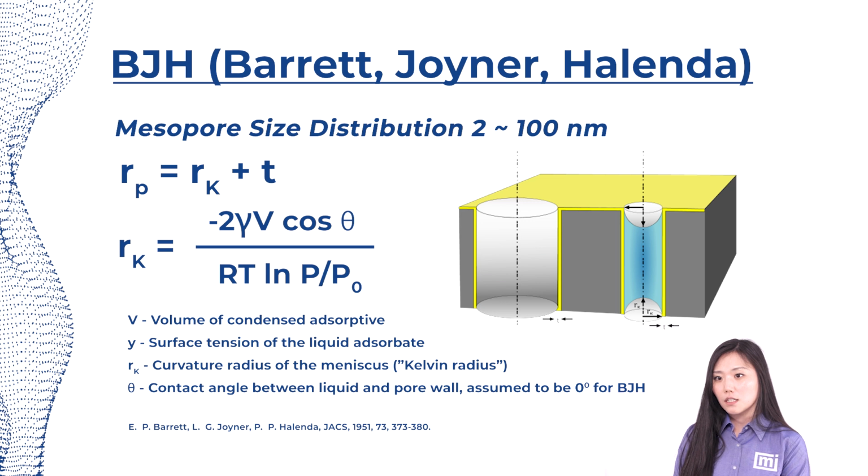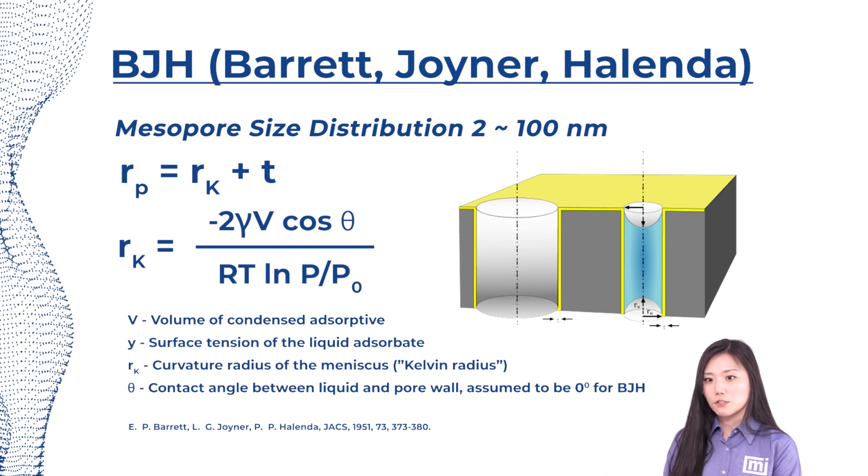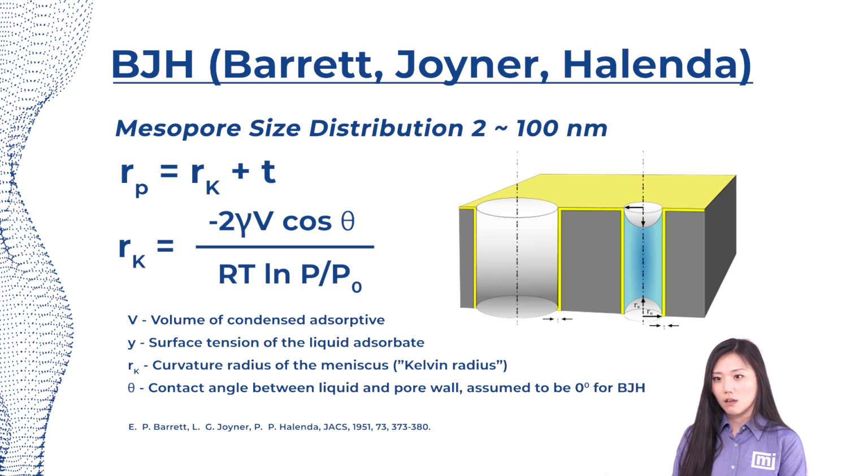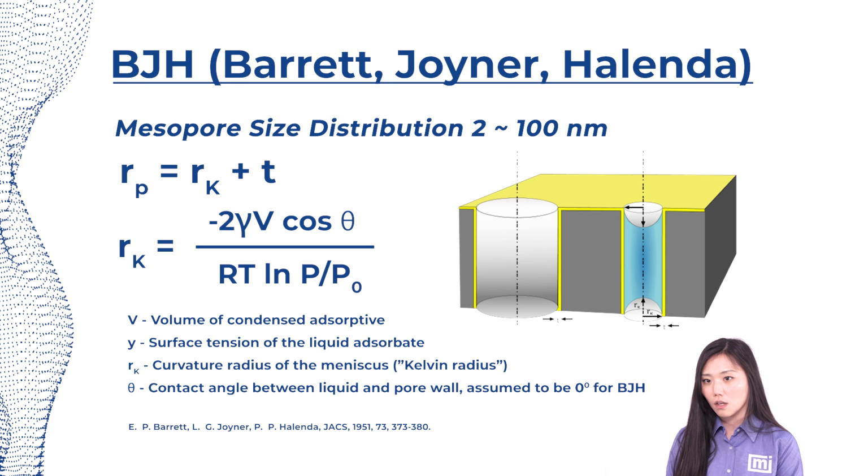The equation is listed on the bottom left, where V is the volume of the condensed adsorptive, gamma is the surface tension of the liquid adsorbate, R sub kappa is the Kelvin radius, or the curvature radius of the meniscus, and theta is the contact angle between the liquid and the pore wall, which is assumed to be 0, so the cosine theta in the equation dissolves to 1.